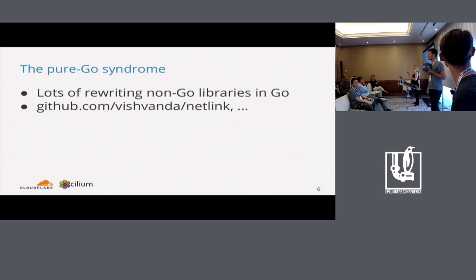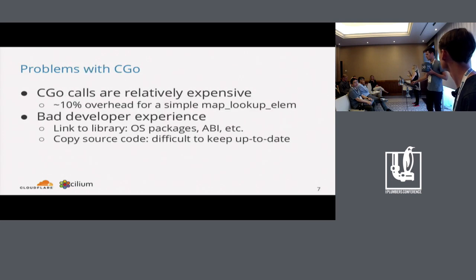Now, I think I need to make a little detour and talk about the pure Go syndrome, because this is a common occurrence: there's an established library out there, and then the Go people go out and rewrite it in Go and don't end up using the common library. And I think that often ruffles some feathers. And I want to give some context why that happens, and why, in a way, it's encouraged by the ecosystem, and it's hard to avoid.